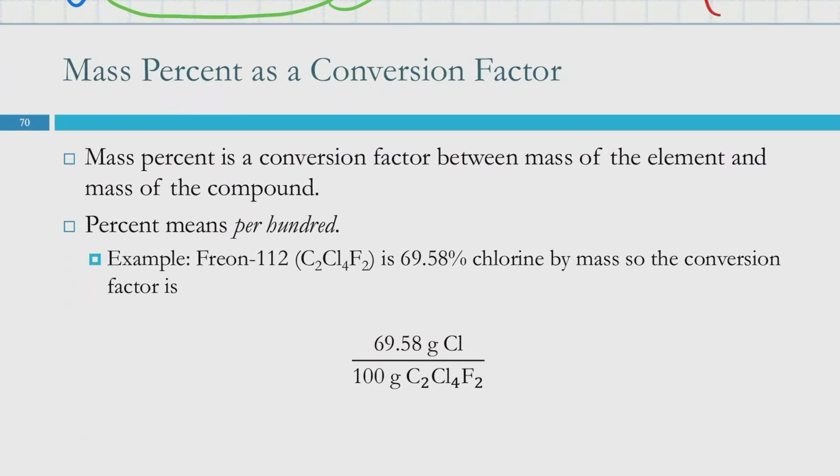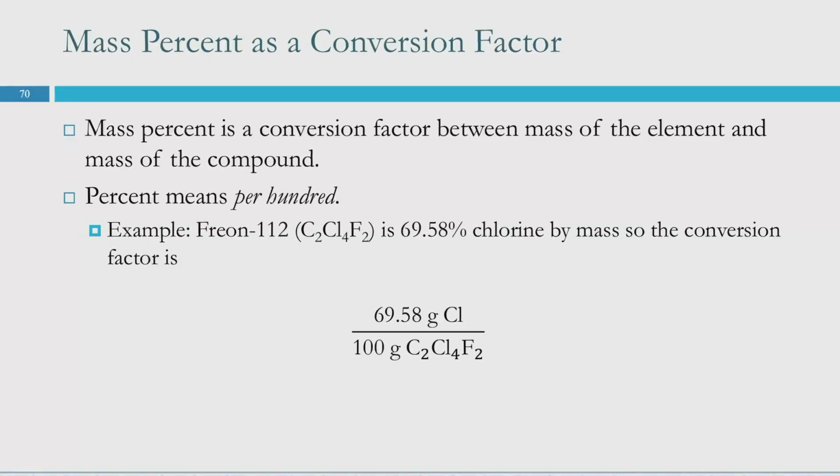We can also use mass percent as a conversion factor. So we can use it to convert between the mass of the element and the mass of the compound. There's a couple of ways to do this. We can use our mass percent equals grams part over grams whole times 100%. So we can just use this like a formula, rearrange for whatever it is that we're looking to solve for.